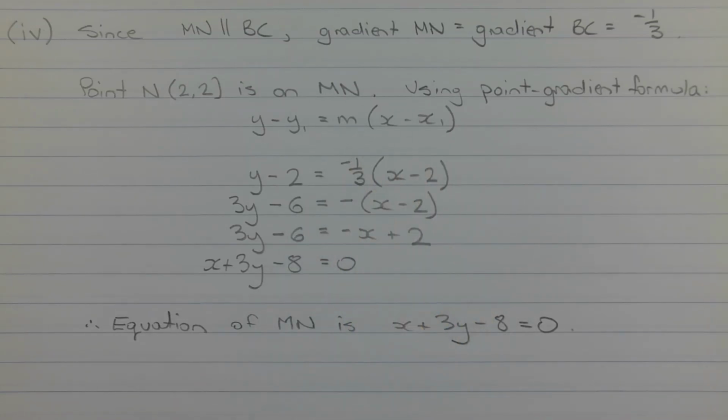Multiplying both sides by the denominator 3 to eliminate the fraction, we get 3y minus 6 is equal to negative (x minus 2). Expanding the brackets on the right-hand side, we get 3y minus 6 is equal to -x plus 2. And then moving all the terms on the right-hand side over to the left-hand side, so we get the equation in general form, we get x plus 3y minus 8 equals 0. Therefore, the equation of MN is x plus 3y minus 8 equals 0.